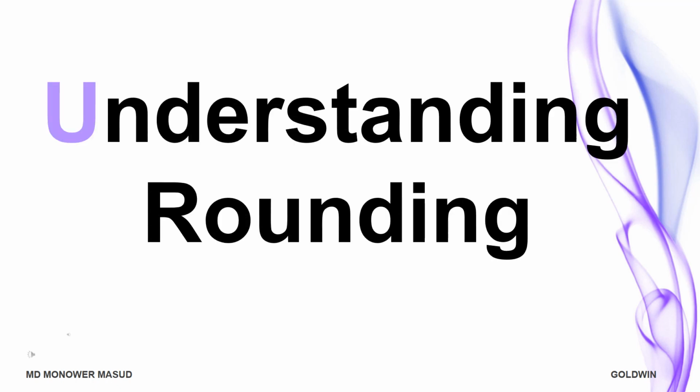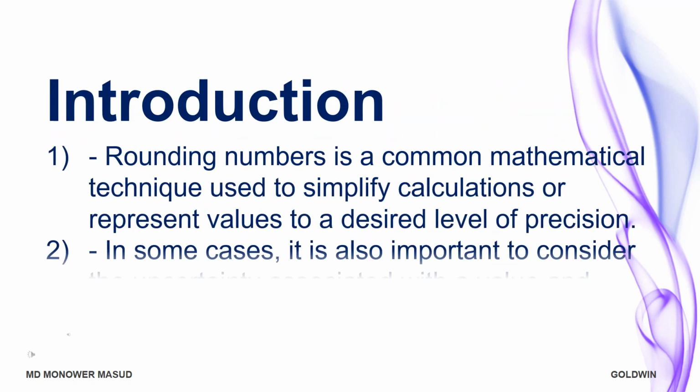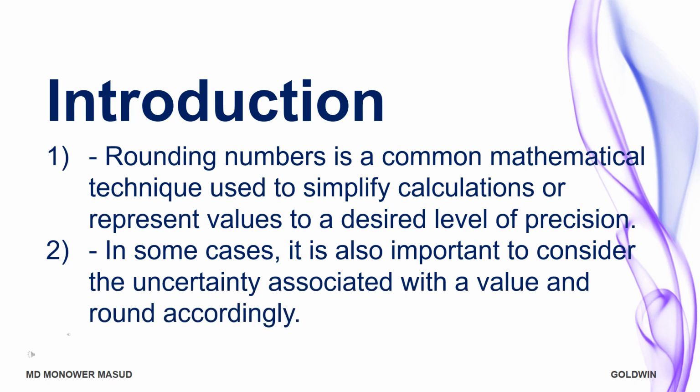Understanding rounding. Rounding numbers is a fundamental skill in mathematics and statistics. It is a common mathematical technique used to simplify calculations or represent values to a desired level of precision. In some cases, it is also important to consider the uncertainty associated with a value and round accordingly. It helps us simplify numbers and make them more manageable in various calculations. Today, we will explore the world of rounding and learn how to deal with uncertainty.